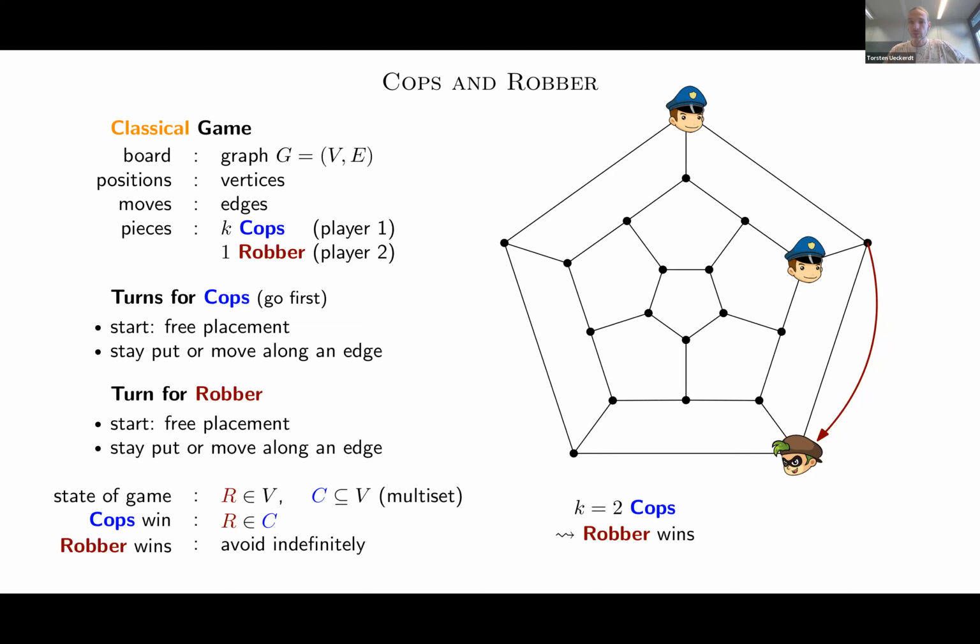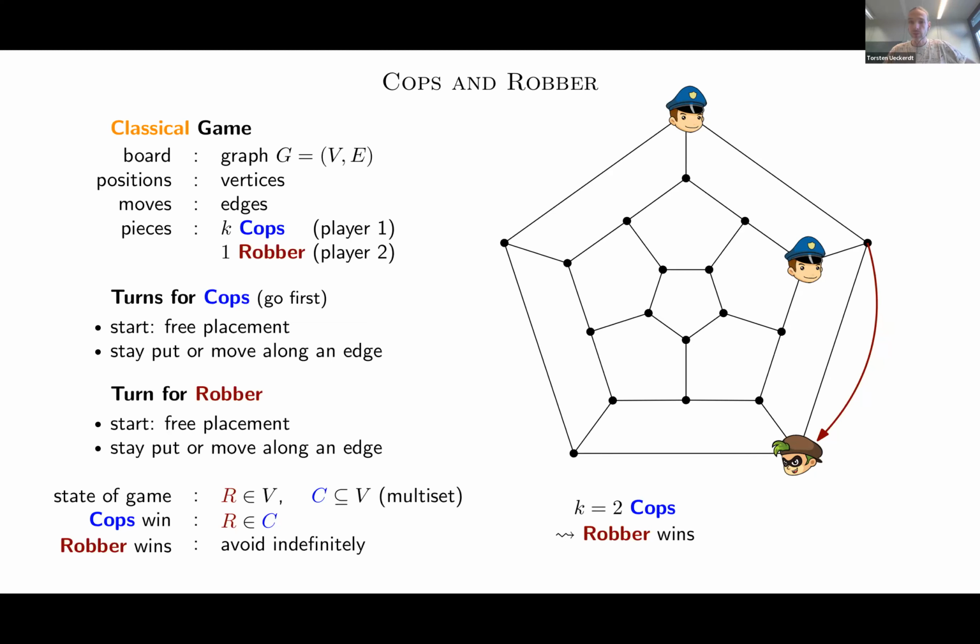So if there are 0 cops, then certainly the robber wins. And if the number of cops is at least the number of vertices in the graph, then certainly the cops win. They can just occupy all the vertices and then it's done. So in the spectrum, there is one turning point where it swaps from robber wins, robber wins, robber wins, to cops win, cops win, cops win.